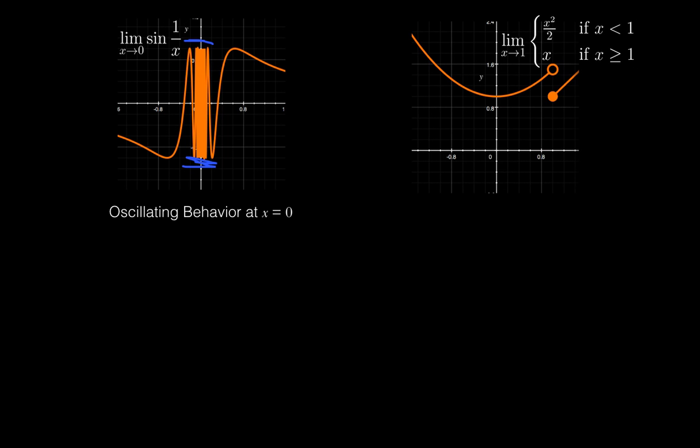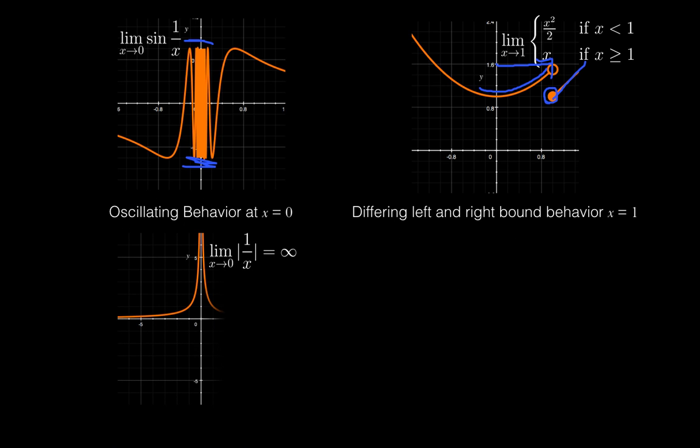Now let's look at this piecewise function as x approaches 1. We can see from the left, the function is approaching approximately 1.5. However, from the right, it's approaching what appears to be 1. Because they're approaching two different values, the limit does not exist, because the left side behavior, which is approaching 1.5, is different than the right-handed behavior, which is approaching 1.